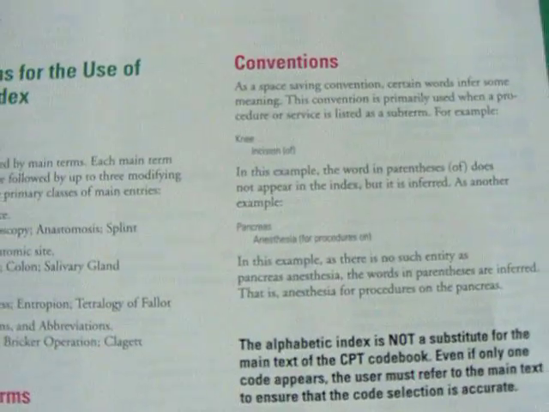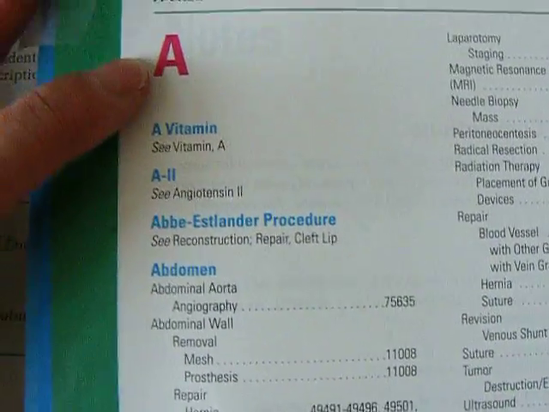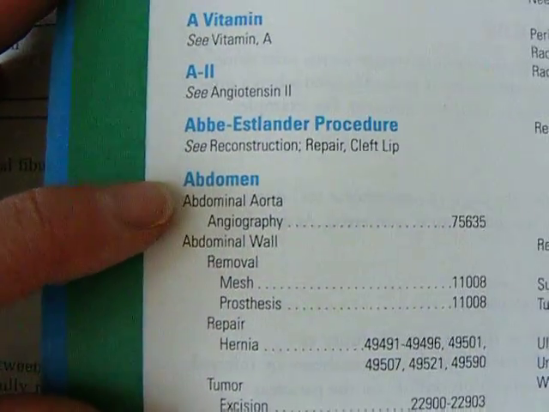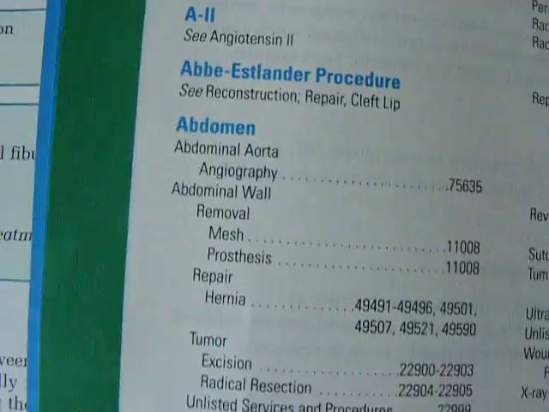In this case, we're going to be looking up arthrodesis. So we're going to start with A. And as you can see, here is A. And then the main terms are in these dark blue and bolded, larger font. We're looking up arthrodesis. So we're going to go to AR.